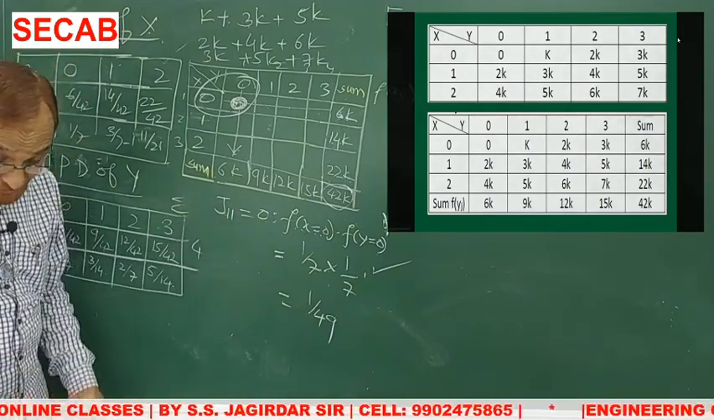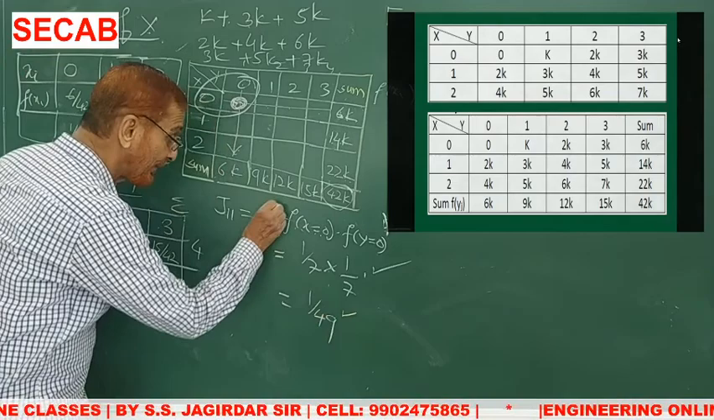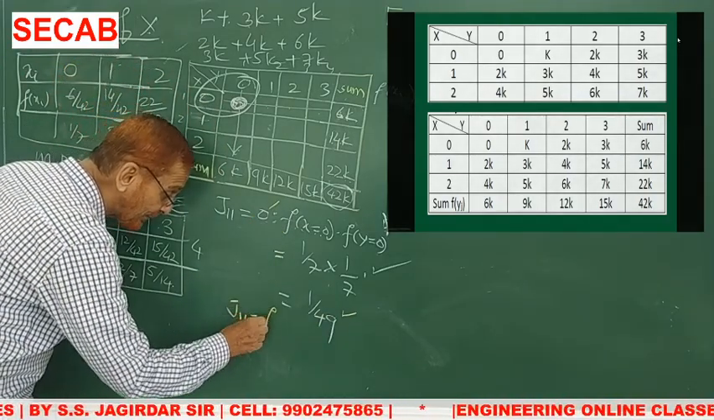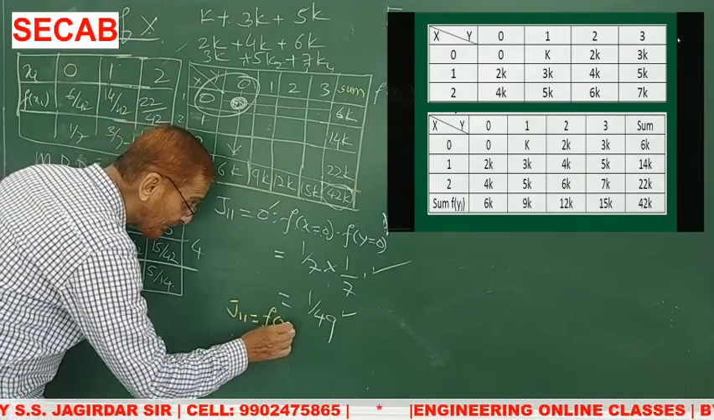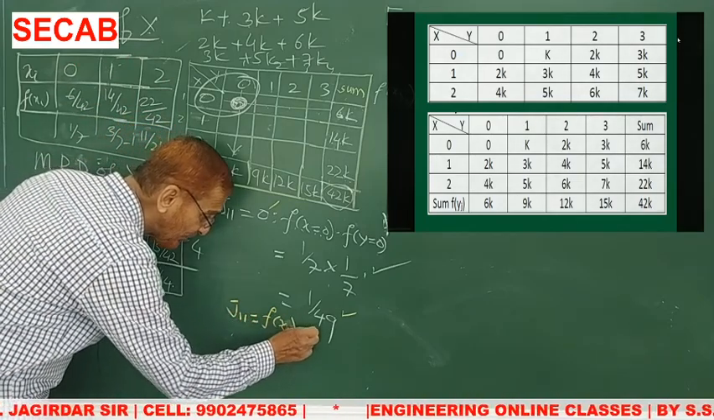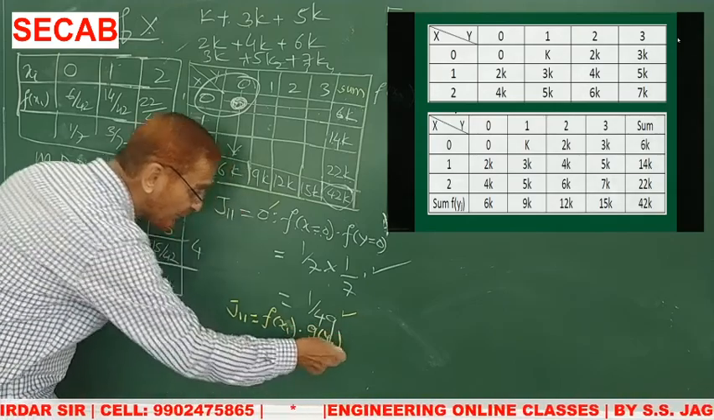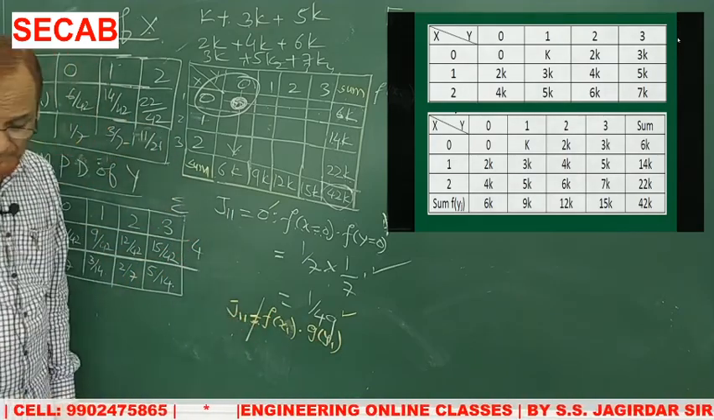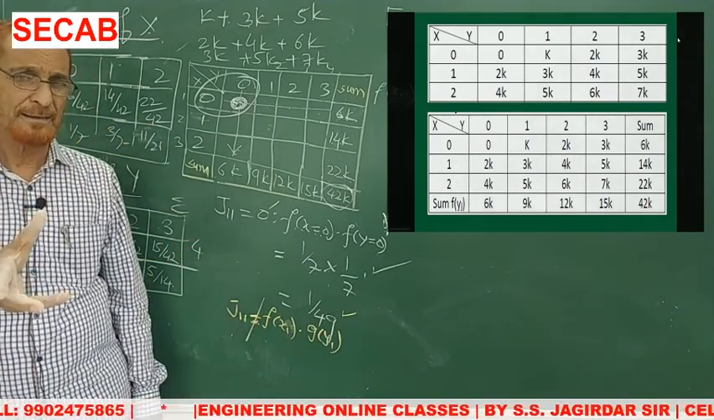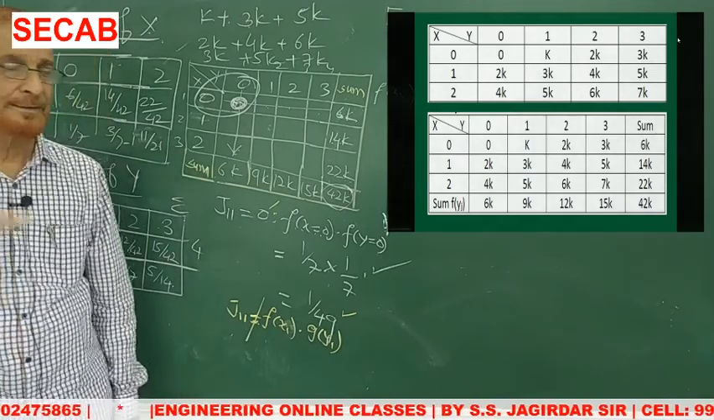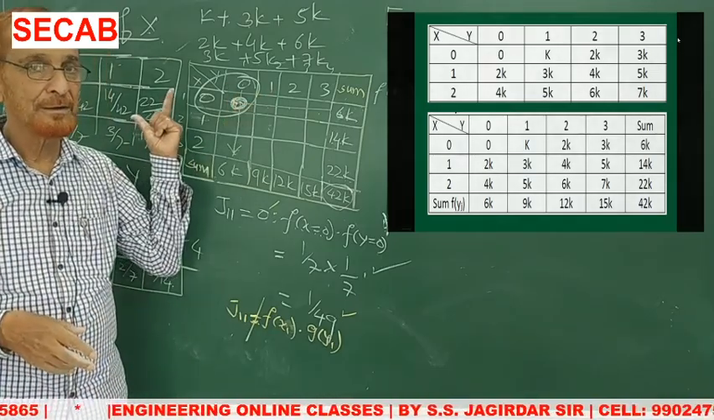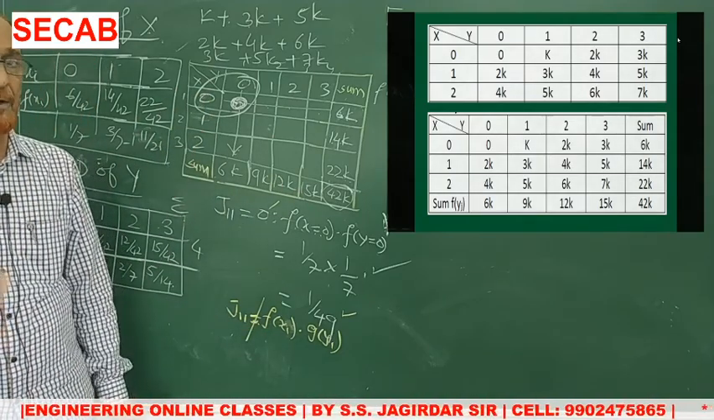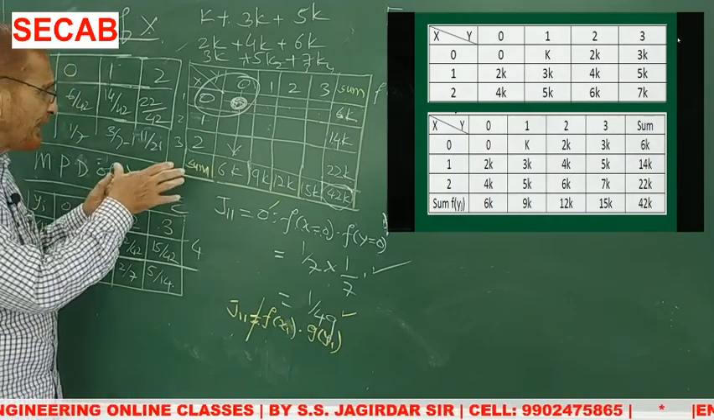Both are not equal. You can see this and this when you confirm that J11 is not equal to fx1 into gy1. So they are not equal. Therefore if at least one pair doesn't favor our definition, then we will say that both the variables are dependent. They are not independent.